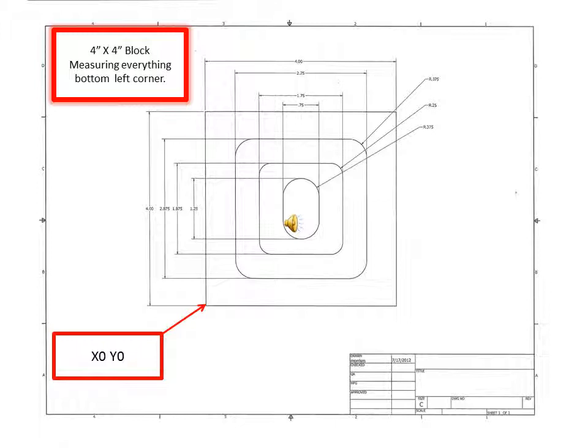Okay, here we have a typical blueprint that we would use in MTT 250. It's a 4x4 block and everything's measured from the bottom left corner. That would be x0, y0. This would be an engraving process. We would engrave it 25 thousandths deep. Remember, everything's measured from bottom left corner, x0 and y0.